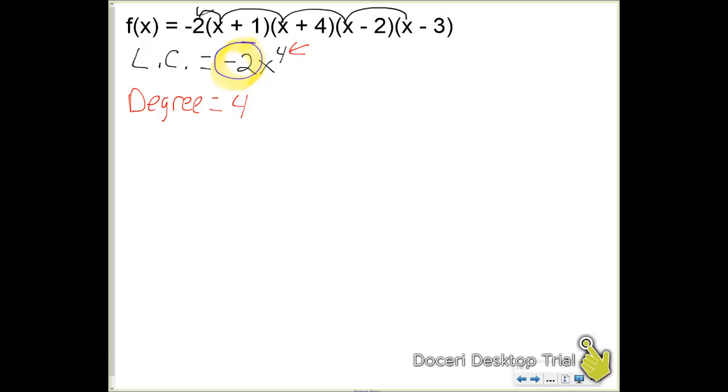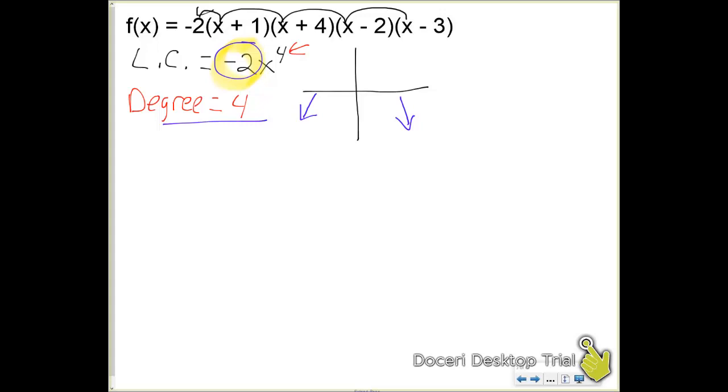The negative 2 will tell us that the right-hand arrow is actually pointing down. So let me do a little sketch here. This is our x and our y. The right-hand arrow will end up pointing down. And because our degree is 4, and even degrees have arrows pointing the same direction, the left-hand arrow will point down also. So our end behavior will look something like that.